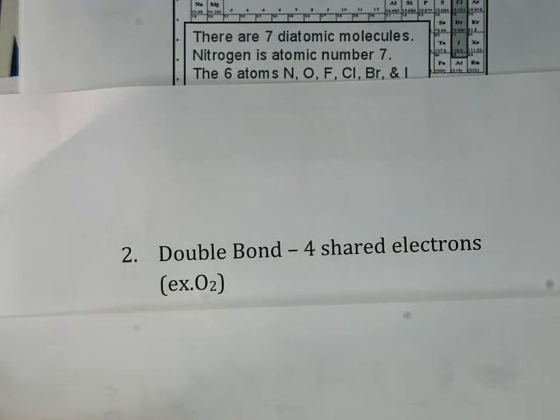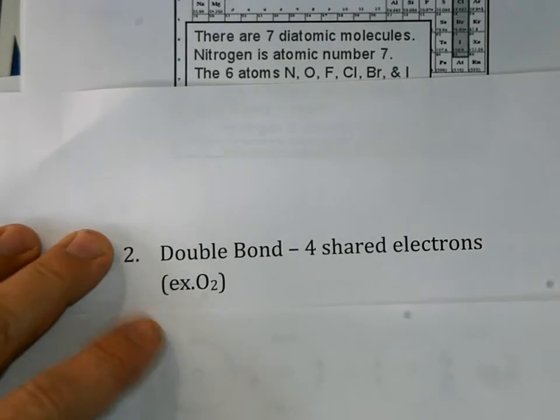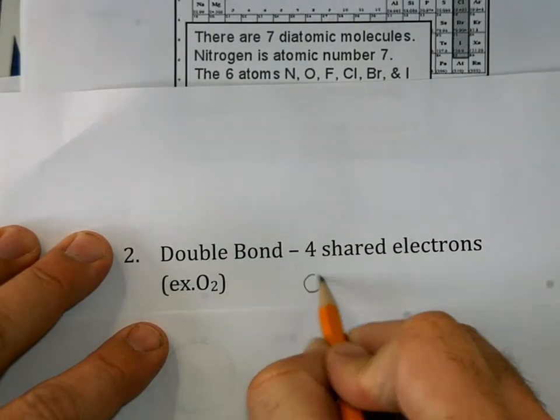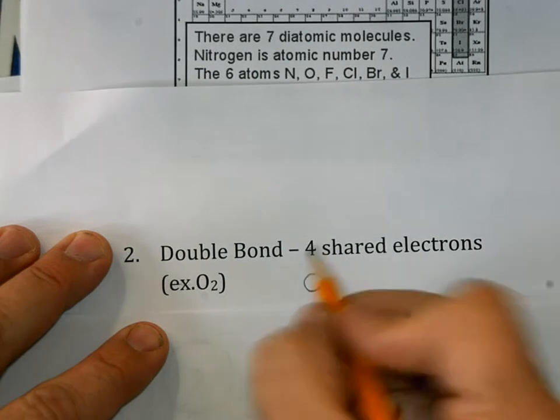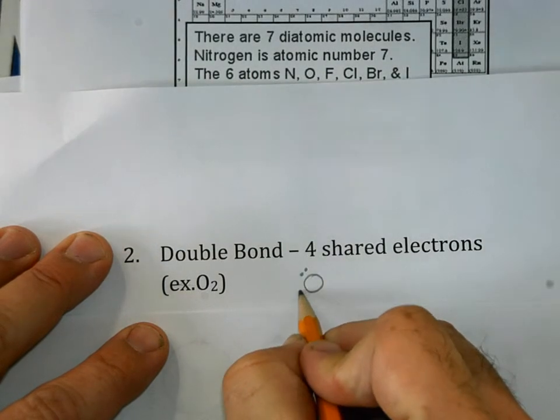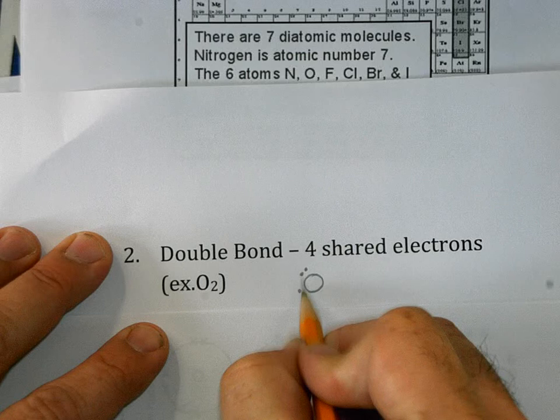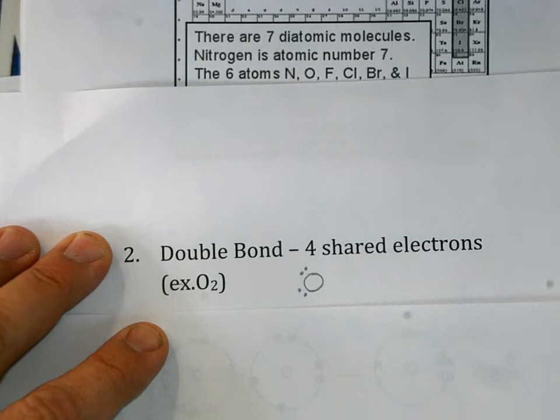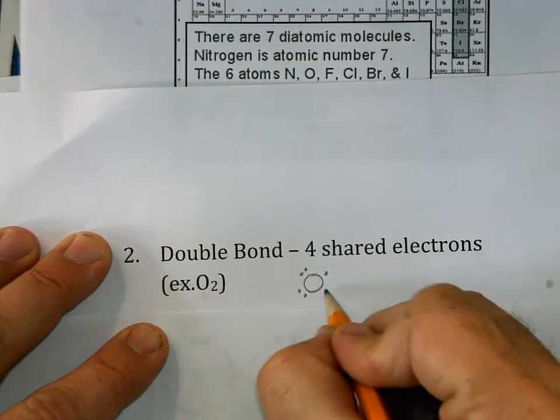Anyway, 4 shared electrons. O2. So let's draw the Lewis structure for oxygen. And when we do it, before, we found out that I'm going to put these at a slight angle right there. If that bugs you, deal with it. Okay, so there we go.